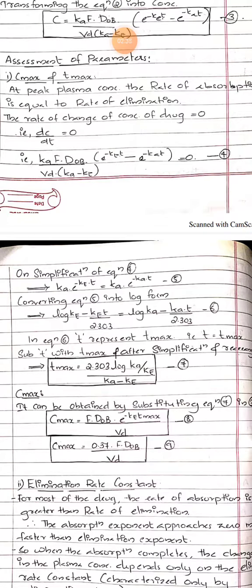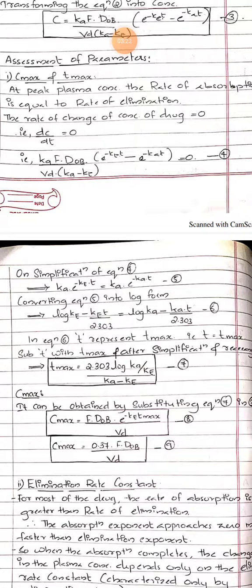Then we will go for the simplification of equation 4. We multiply by the common factors, Ka into F into D0 divided by Vd into Ka minus Ke, and then do the simplification. We are not writing all the steps, directly writing the simplified equation 5, so that you have to learn it by heart: Ka into e raised to minus Ke into T is equal to Ka into e raised to minus Ka into T.